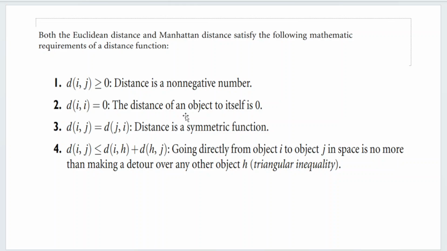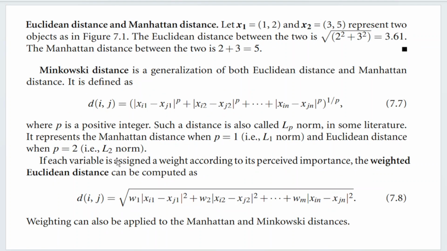And d of i comma j is equal to d of j comma i, where distance is a symmetric function. And d of i comma j is less than or equal to d of i comma h plus d of h comma j. That means if you want to go directly from i to j, that is okay. But if any intermediate values are there, then we have to go with d of i comma h plus d of h comma j. So if you are going to take this particular route, still your value should be less than or equal to this total distance. So those are the rules that we have for the distance.